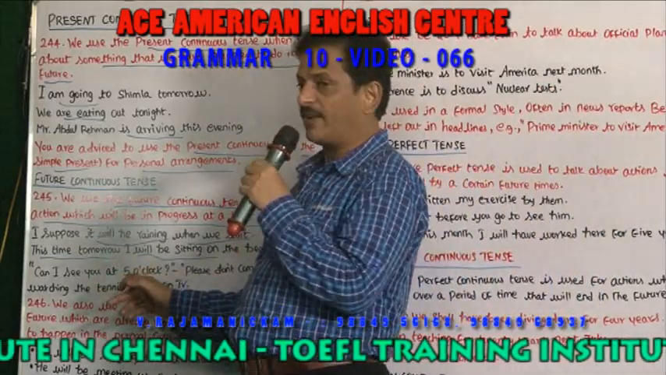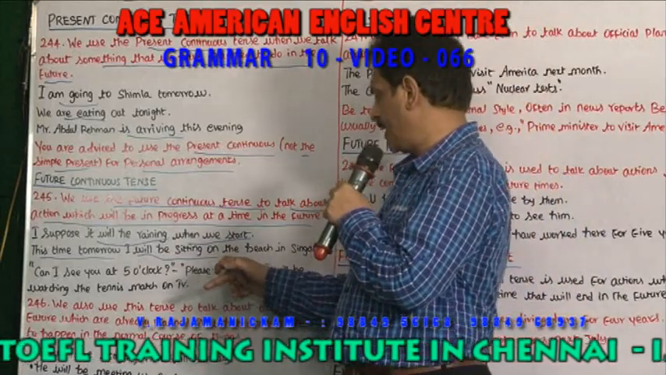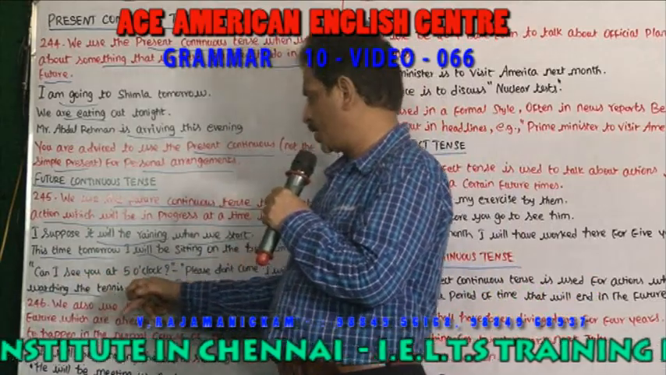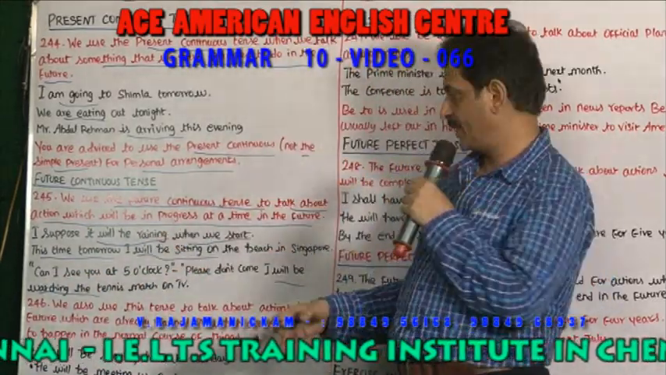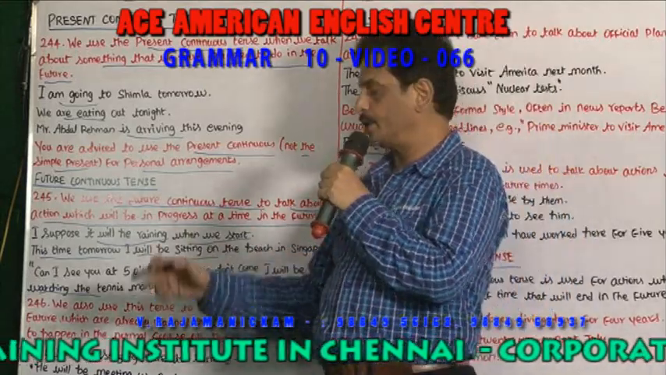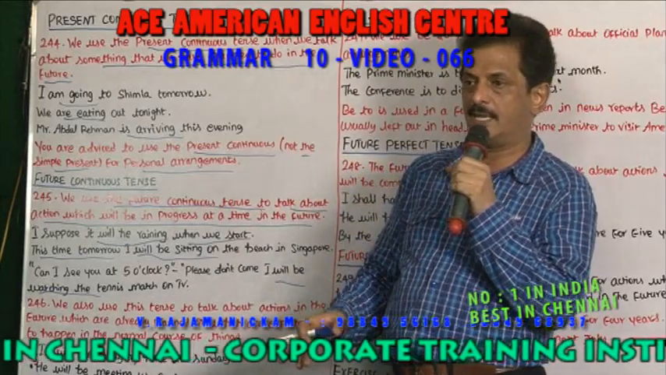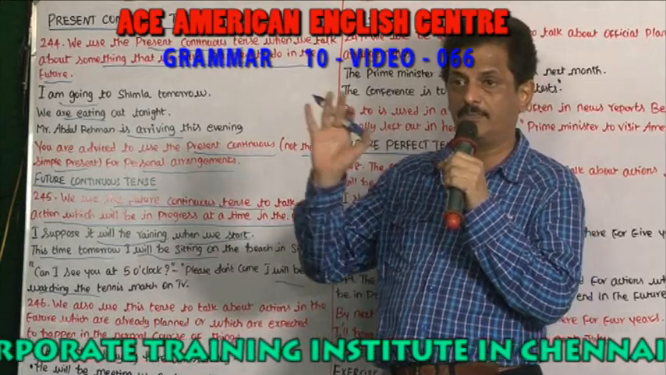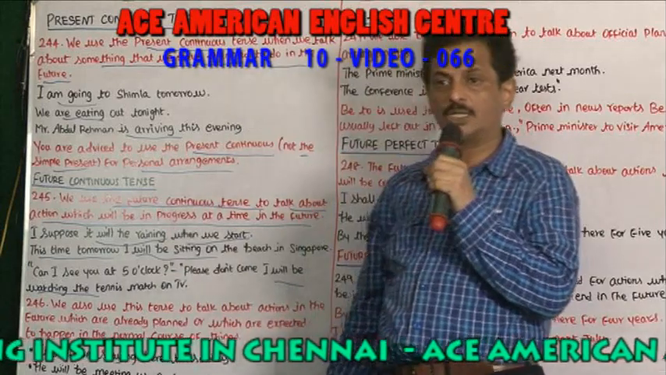Can I see you at 5 o'clock? Evening 5 o'clock, can I see you? Time is now 9 o'clock. Please don't come. I will be watching the tennis match on TV. Somebody is phoning you: can I see you at 5 o'clock? Then you say, please don't come, I will be watching the tennis match on television. So at evening 5 o'clock, a cricket match is there. Somebody is asking for an appointment: shall I come there? No, at that time I will be in an action which is in progress. What is the action? I will be watching the television.